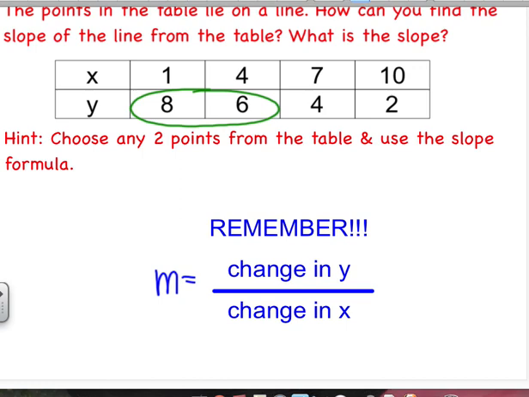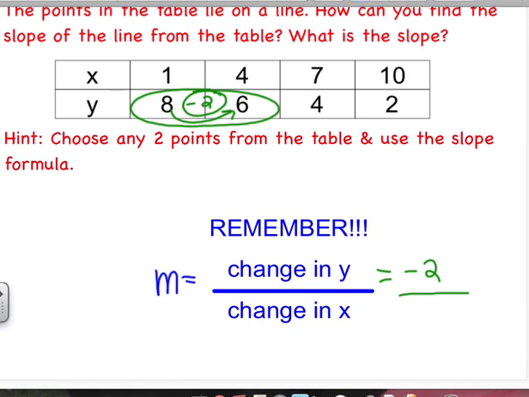So, starting with an 8 and going to a 6, how do you get from an 8 to a 6 mathematically? It's minus 2, right? So that becomes your top number. So the change in y down here was a minus 2, or negative 2, or down 2.